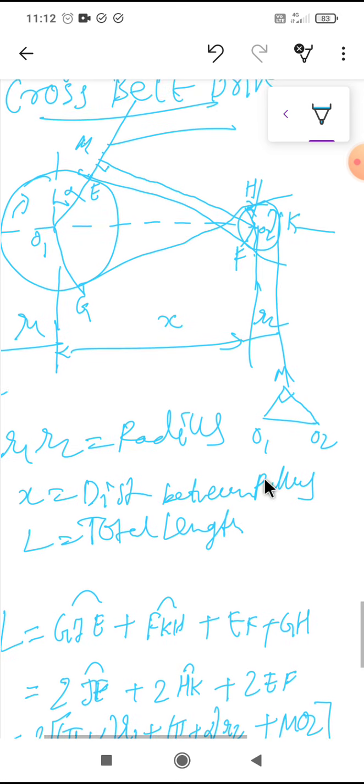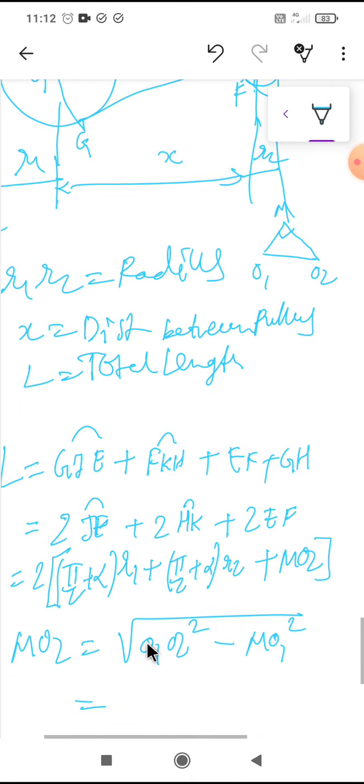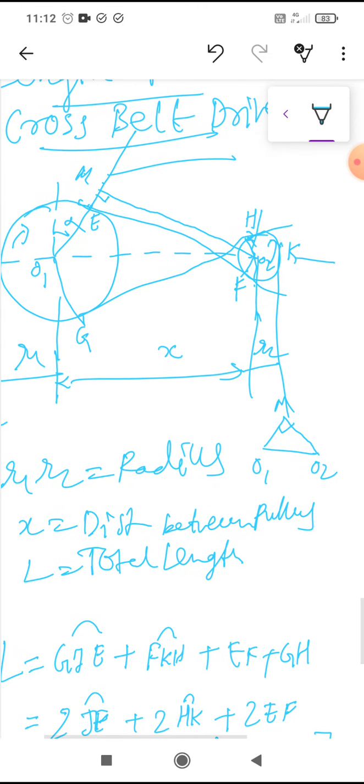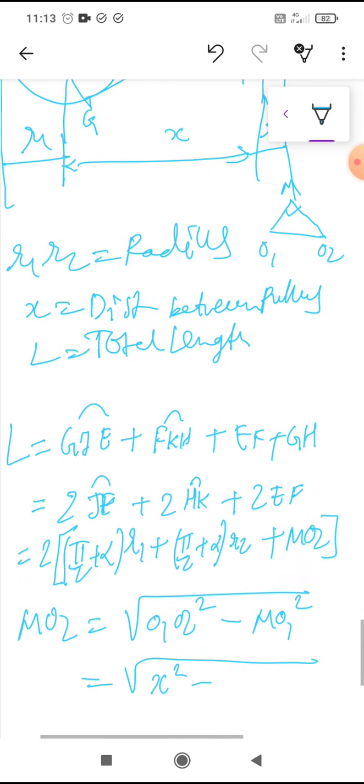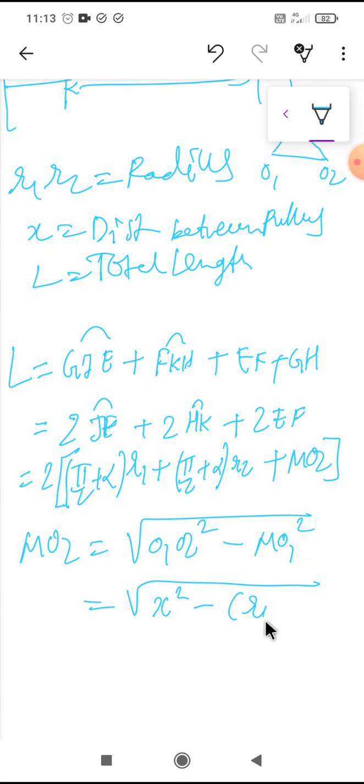Now what is O1O2? So this O1O2 is nothing but the distance between the centers of the two pulleys, that is X. So instead of O1O2, I can write X. So I can write here X square minus, what is MO1? MO1 is nothing but R1. So this distance is the radius R1, and this radius is R2. So it is R1 plus R2, whole square.